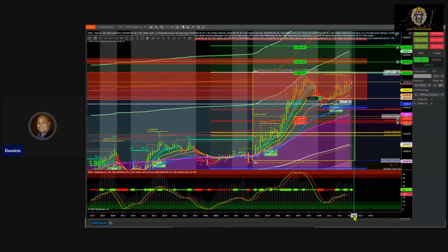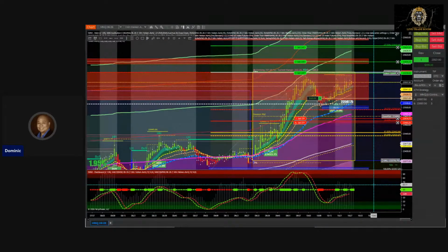And you can also see this is almost like a MACD. See this green line's above the red line, so we're angling up as well. And the zero line here is all green, so we still have momentum to the upside.